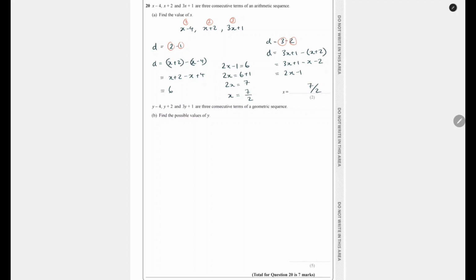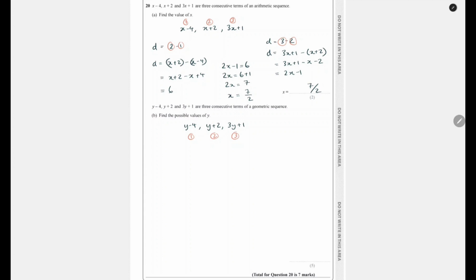Part B says y minus 4, y plus 2, and 3y plus 1 are three consecutive terms of a geometric sequence. Find the possible values of y. Now, when dealing with geometric sequences, there is a common ratio between each term. And so if we write out our sequence, it's y minus 4, y plus 2, and 3y plus 1. And our terms are term 1, term 2, and term 3.